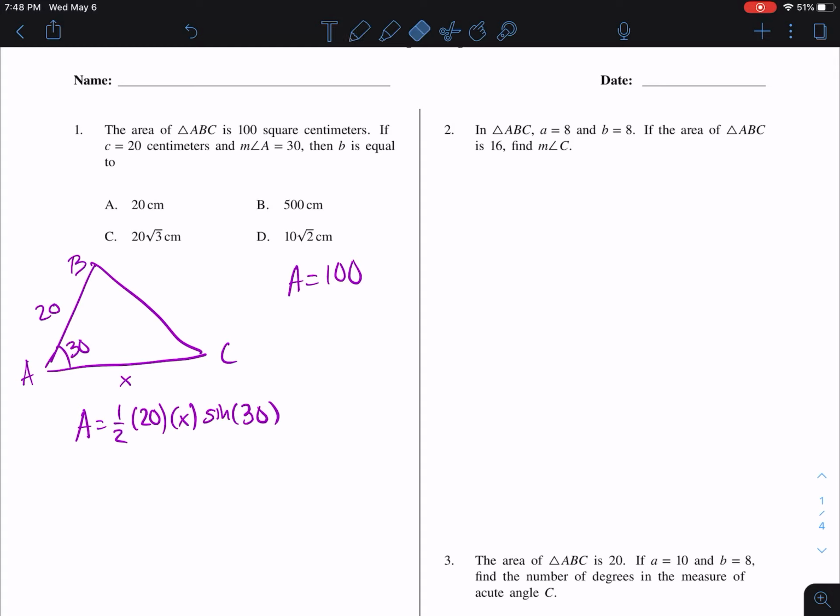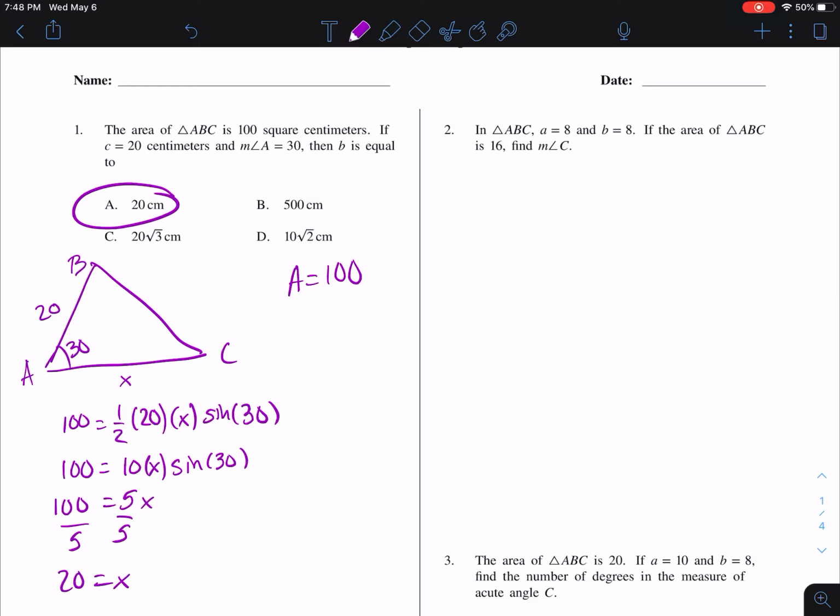And then the other piece that you have to remember is they gave us the area here. So we knew that that was 100. And so we're solving for x here. So 100 is equal to 10x sine of 30. Now, sine of 30 just happens to be 1/2. So this ends up being 10 times 1/2. So I get 100 equals 5x. And then I divide by 5, and I end up with 20 is equal to x. So I get 20 centimeters.